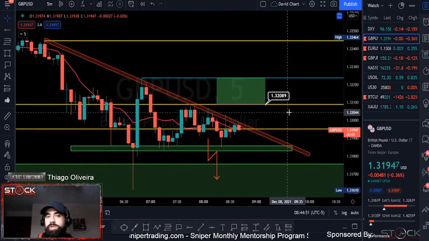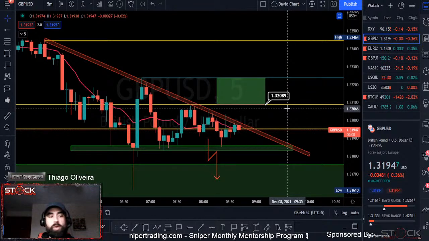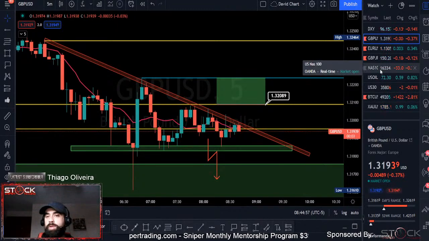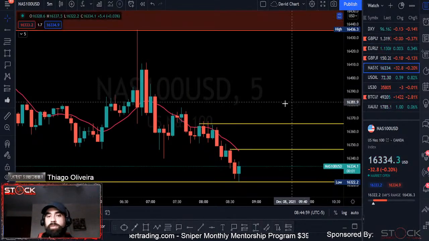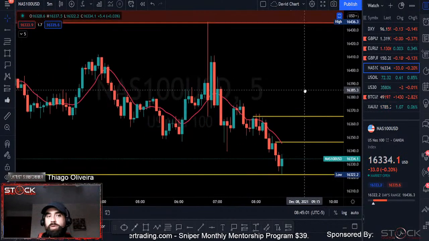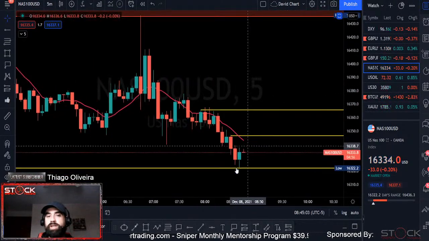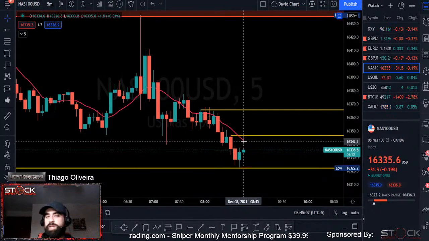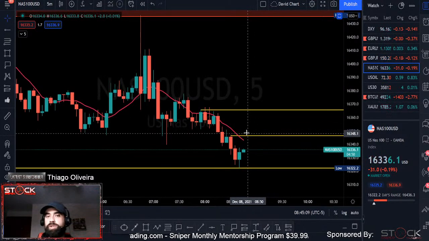For GBP USD, I'm already in it and I'm still holding it. So let's just watch and see. I will let you guys know if anything changes, but for right now, NASDAQ also, I'm switching over to the 5 minute. You can see that it is finding that nice support, so let's watch and see if we can start to break above this 9 and have the overall continuation.